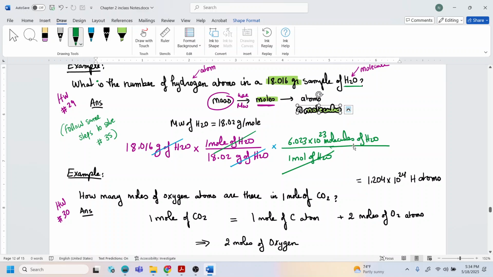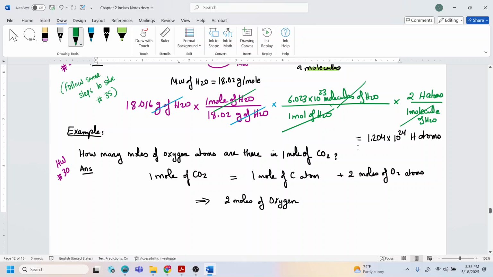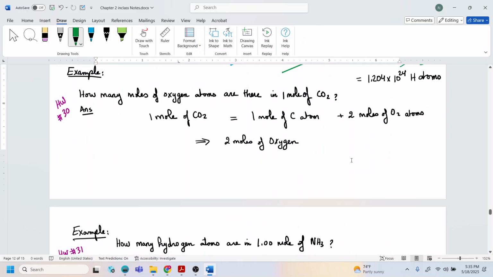So I can cancel the molecules of water by simply putting a relationship that 1 molecule of water contains how many hydrogen atoms? See, water is H2O. So 1 molecule of water contains 2 hydrogen atoms and 1 oxygen atom. So that is going to be 2 hydrogen atoms. Okay, this is it. I got it. So molecules of water, you take those out, and then your answer is in the hydrogen atoms as it is asked. The answer is that much hydrogen atoms.